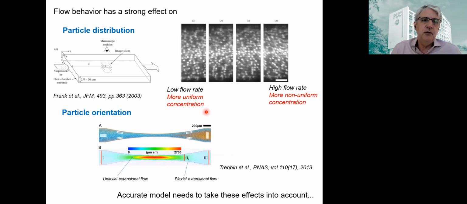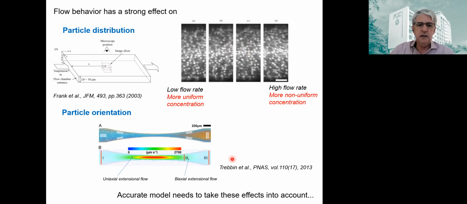As I mentioned before, the flow behavior has a strong effect on both the particle distribution and particle orientation. Here are two highlights from the literature showing evidence of this phenomenon. Here we have the Poiseuille flow between two parallel plates of a particle suspension. And you can clearly see you have a higher particle concentration away from the walls, in the region of zero shear stress or shear rate.